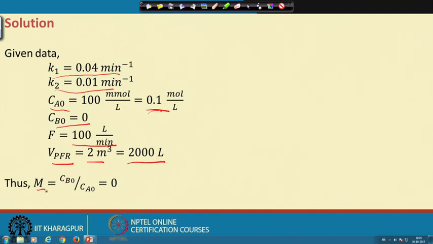Now, M is the ratio of Cp0 by Ca0, and that is equal to 0, because at the initial point, at 0 hour, the product concentration is 0. So M should be equal to 0. So, this is the input of the problem that we have, and from that we can find out what the equilibrium conversion is in this particular process.